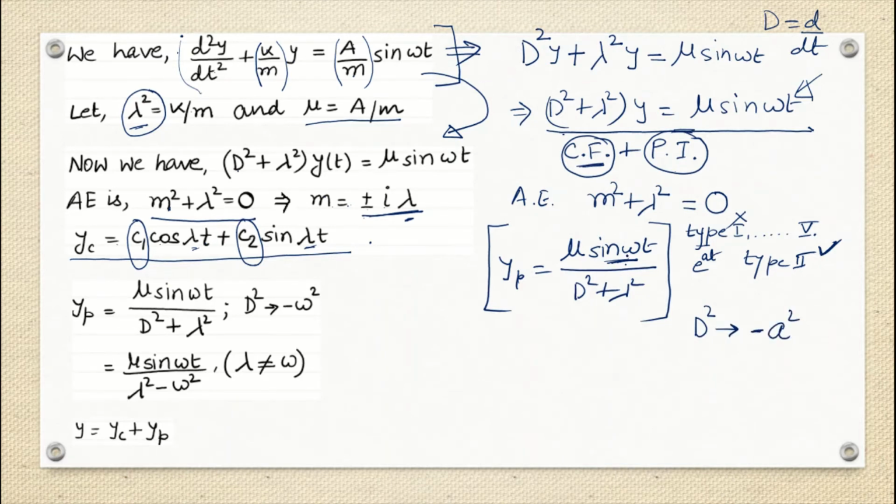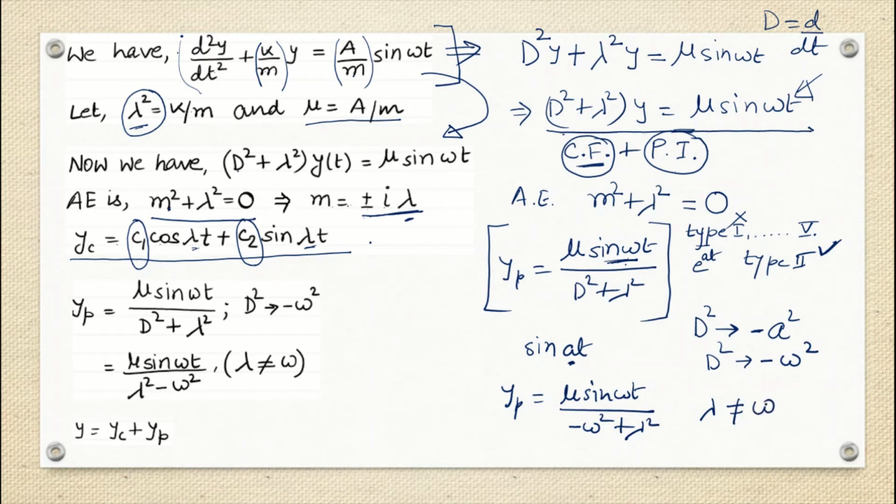And what is my a? This sine is nothing but sine at, correct? So a in this case is omega, so we are going to replace D square with negative omega square. So what we are going to write here, this yp is mu sine omega t divided by minus omega square plus lambda square. In this case we will assume that lambda is not equal to omega, right? And why are we assuming this? Because if lambda were omega, then what will happen? It will be divided by 0. So in this case we are saying that lambda is not equal to omega.